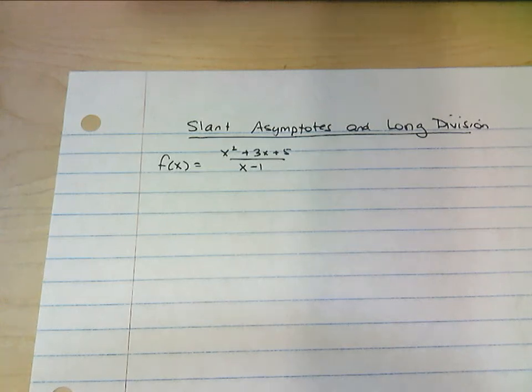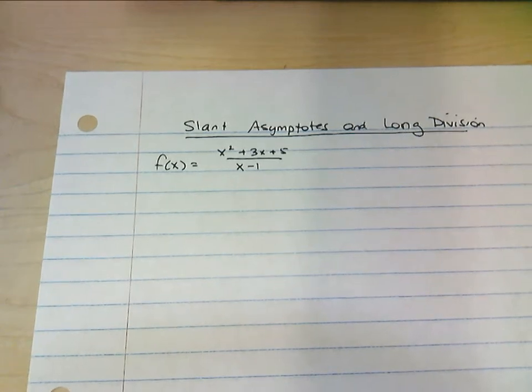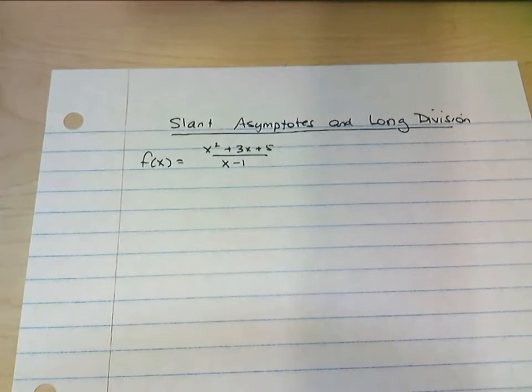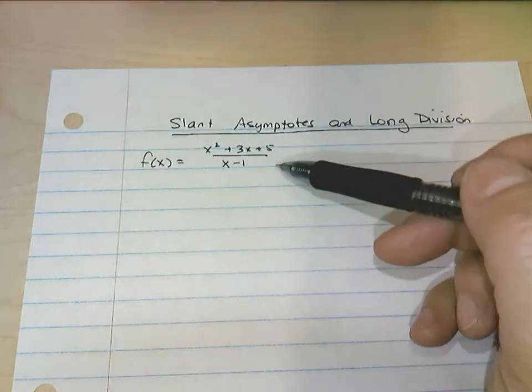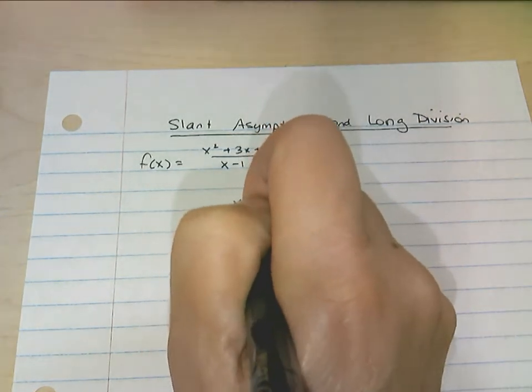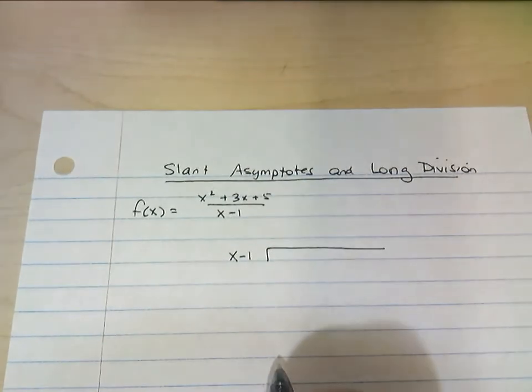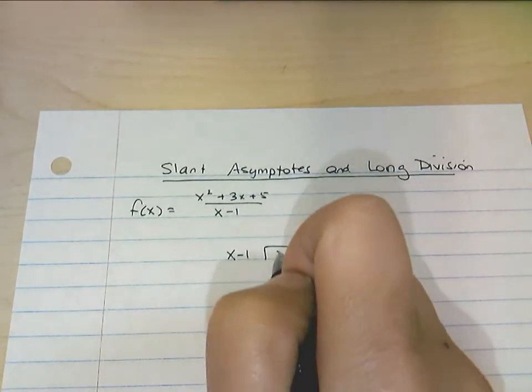In Algebra 2, we start using polynomial long division to find what a ratio of two polynomials will end up being. The purpose for this before was also finding zeros of polynomials, but now I'm going to model long division to find slant asymptotes. So I have a rational function. It's a polynomial divided by a polynomial, and I'm going to use long division. So x minus 1 becomes my divisor, and then x squared plus 3x plus 5 is my dividend.